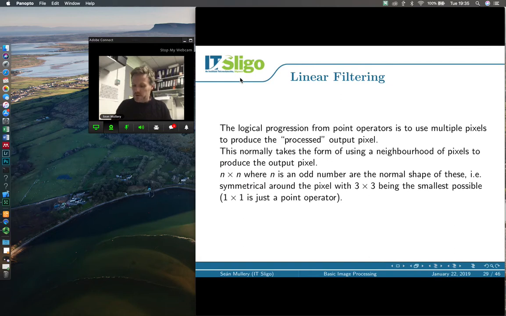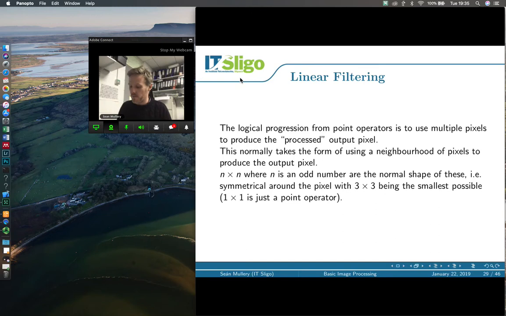Now, this brings us on to the idea of linear filtering. Up to now, we dealt only with the situation whereby we dealt with one pixel at a time and we did some operation on it. Now what we're going to say is, well, we're actually going to deal with the current pixel and some of the pixels around it, its neighbours as well. And we're going to make a decision based on the clump of them all together for each output pixel that we get. So the logical progression from point operators is to use multiple pixels to produce the processed output pixel.